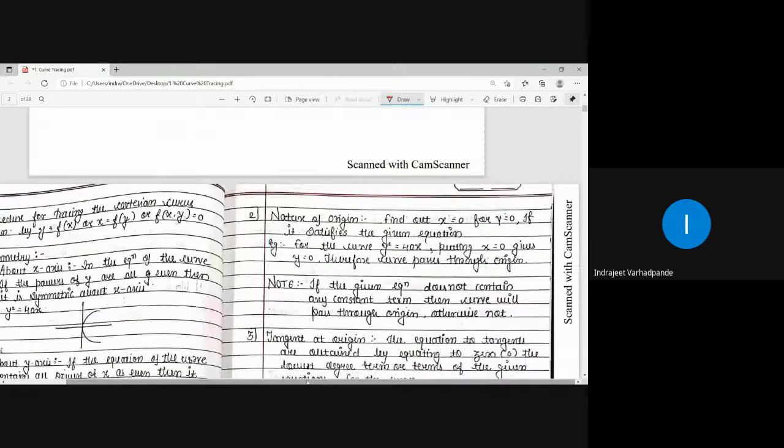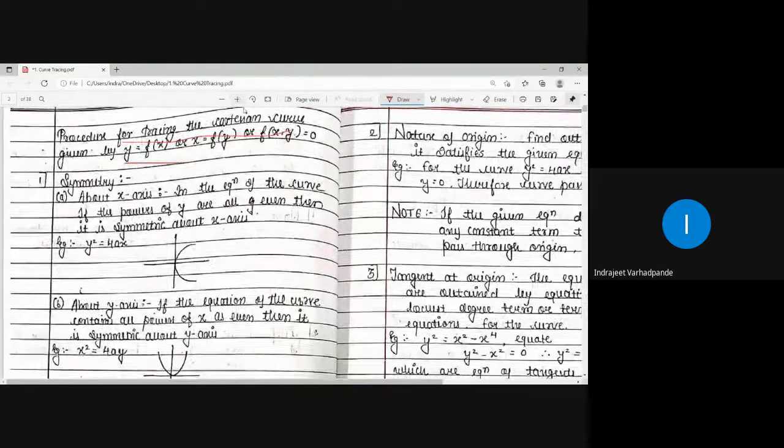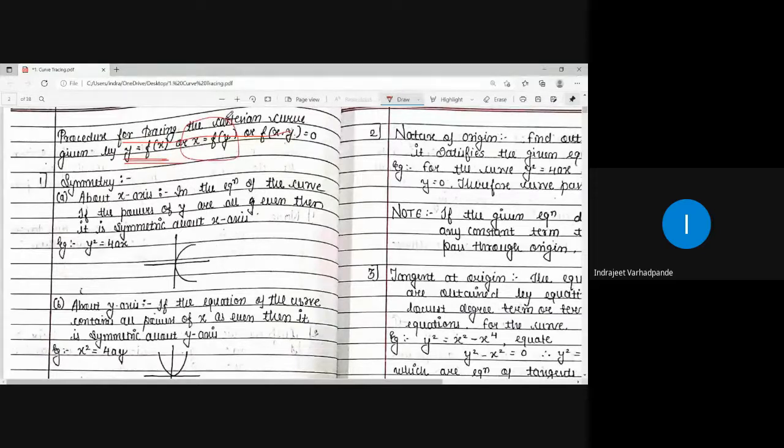Now, without wasting much of the time, we try to understand or learn the procedure for tracing the Cartesian curve which is given by. Now, Cartesian coordinates or Cartesian curves will surely involve x and y, but there might be two different possibilities. Either y is expressed in terms of x, or x is expressed in terms of y, or in general I can say f(x,y) = 0. So how to determine that the given curve is a Cartesian curve? Either it is written as y = f(x), or x = f(y), or f(x,y) = 0. So these are nothing but the Cartesian curves.